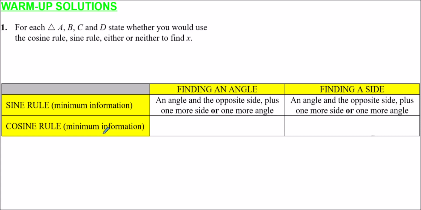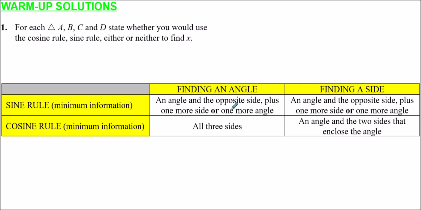For using the cosine rule, what do you need to find an angle? Well, this one's quite easy to remember. To use the cosine rule to find an angle, you need to know all 3 sides. So that one's easy to spot. You can use the cosine rule if you know all 3 sides and nothing else. You can know more if you want, but the bare minimum is to know all 3 sides. Whereas if you want to find a side using the cosine rule, the minimum you need to know is an angle and the 2 sides that are either side of that angle. In other words, an angle and the 2 sides that enclose the angle.